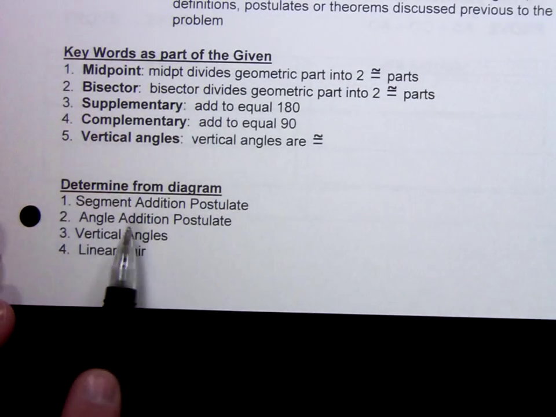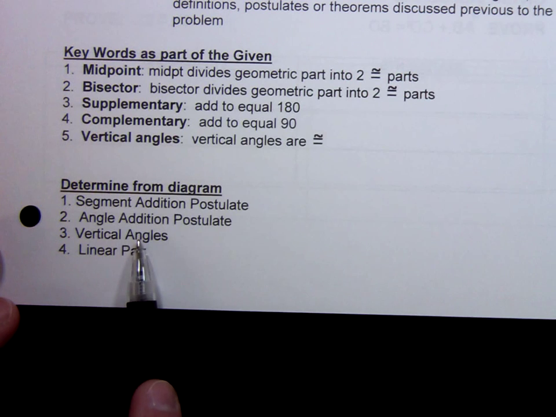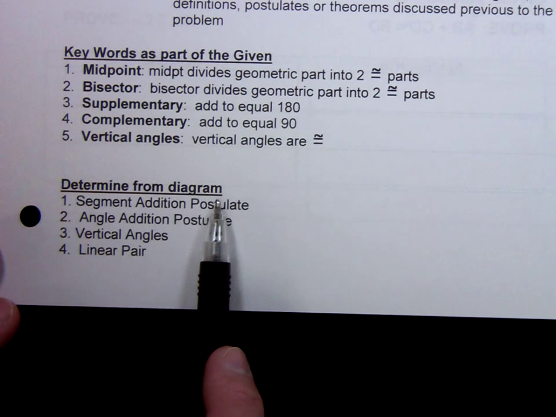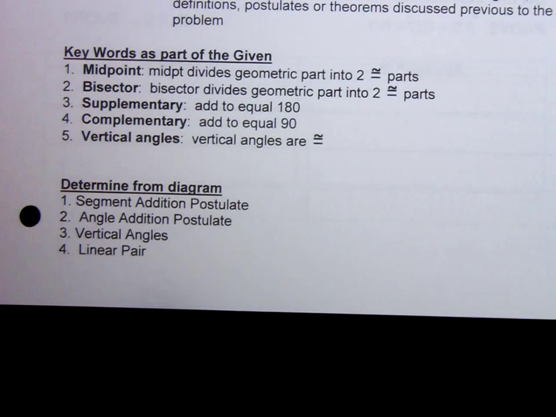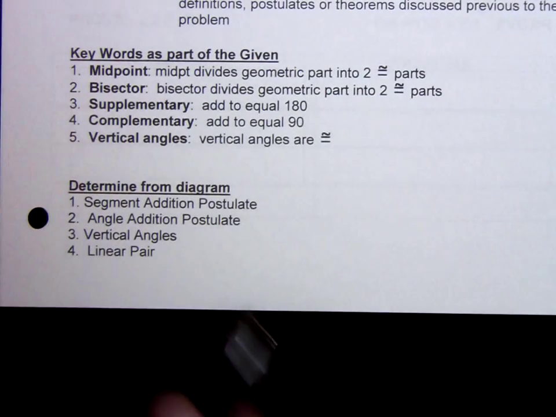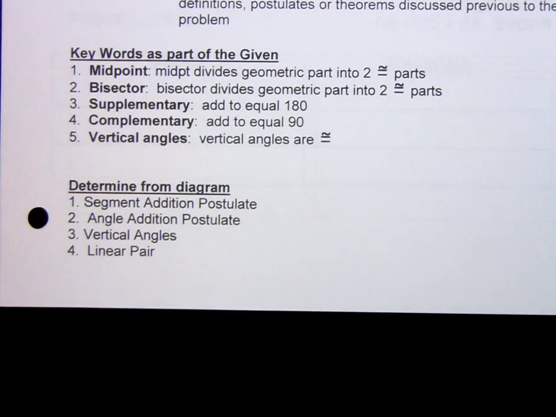And here are some things you can determine from a picture. So don't forget your segment addition postulate. If you have a bigger segment that's split into two smaller parts, if you add those parts together, it equals the whole. Angle addition postulate, same concept. If you have an angle that we split into two smaller angles, those two smaller angles add up to equal the original big angle.